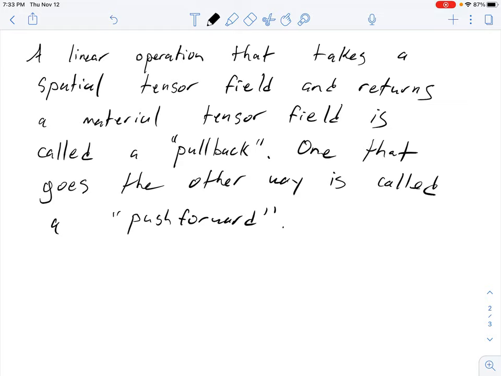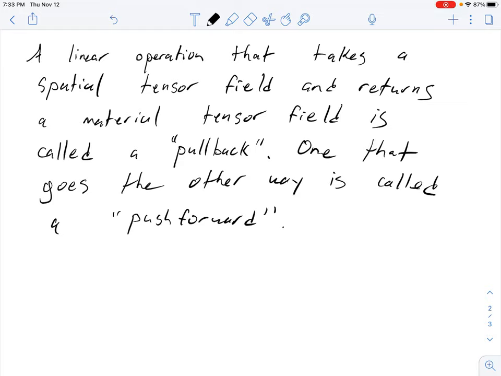So we have E is equal to 1/2 F transpose F minus the identity. If we take its time derivative, E dot, the identity doesn't have any time derivative, and the 1/2 stays. Well, that is F transpose's time derivative times F plus F transpose times F's time derivative.